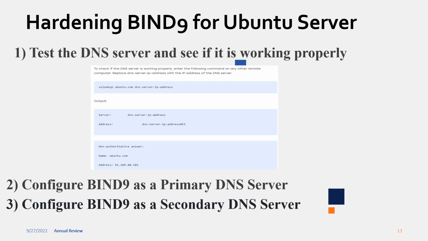But if you go down to my works cited page, you'll find many links that lead you to bind9, and on the particular web pages, they will include instructions on how to configure them as the primary and secondary DNS server. So I highly recommend you go to those sources if that's what you want to do to further harden bind9 for the Ubuntu server.